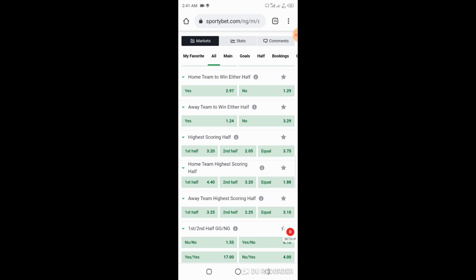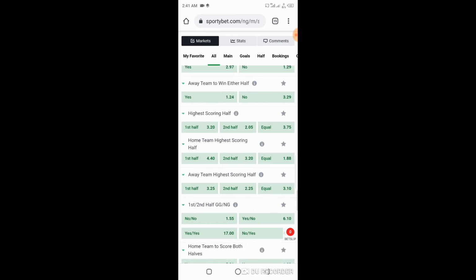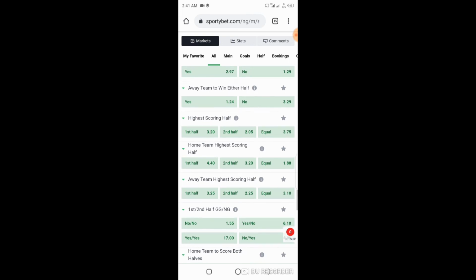And the match ended 5-2. The first half was a 3-1 outcome and the second was a 2-1. So the most scoring half was the first half. And let the most scoring half now be that of the second half.